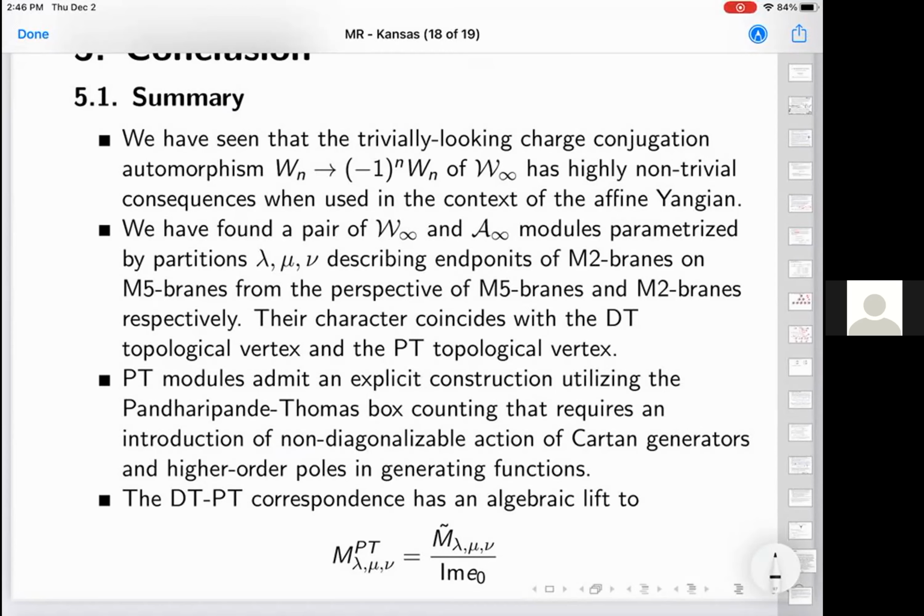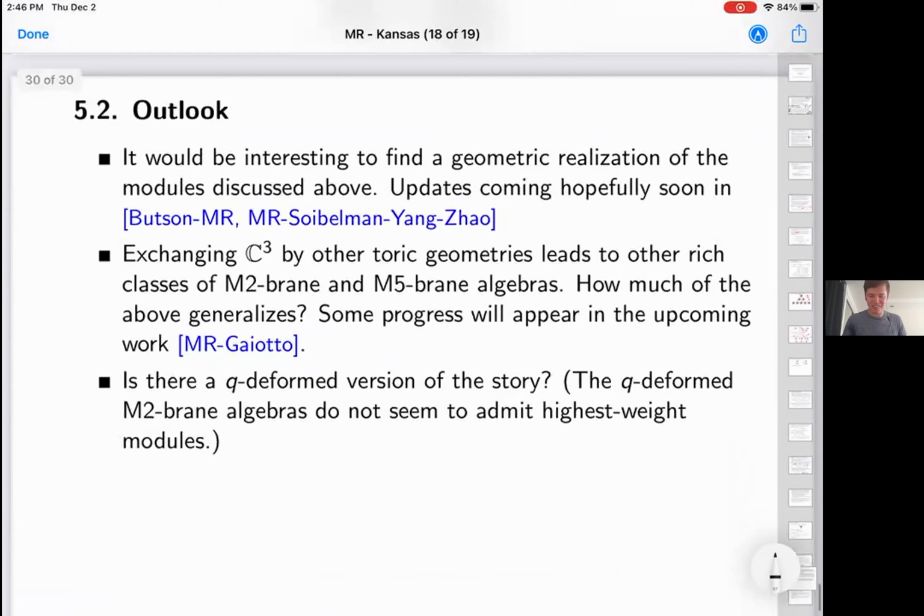Yeah, okay. There is also a last slide. It's just an outlook. Geometric, with what I just said. Updates hopefully soon. Okay. You work with Batson on that. Yeah. Okay. Good.